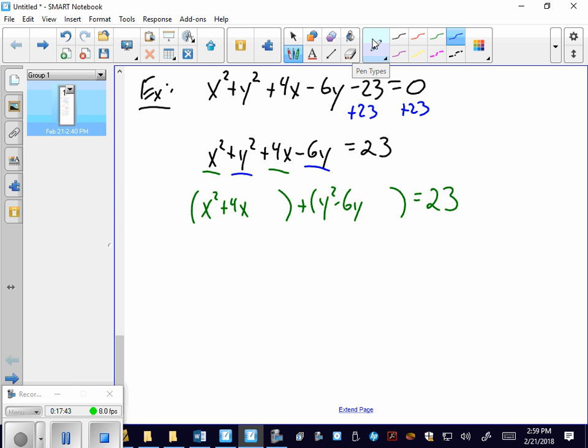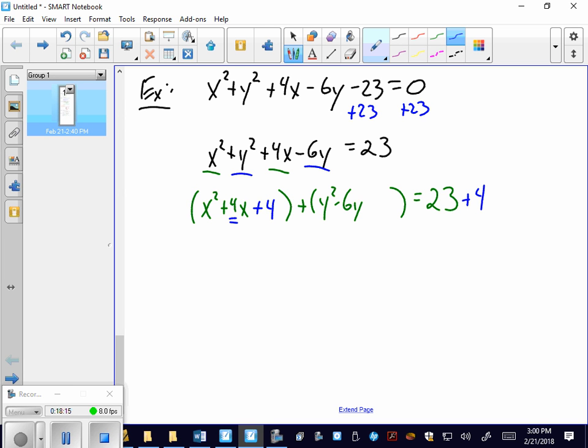If you guys remember, completing the square was taking this middle term, 4, dividing it by 2, and then squaring it. That completes the square. So 4 divided by 2 is 2. If I square that, I get 4. That completes the square of that one right there. However, I've just added 4 to the left side of the equation. In order to keep the balance, I also need to add 4 to the right side of the equation.